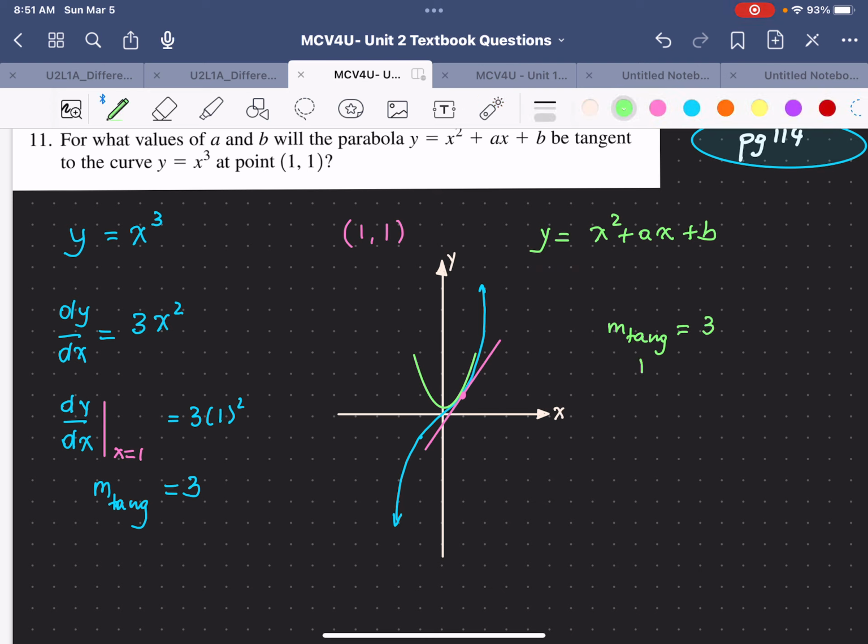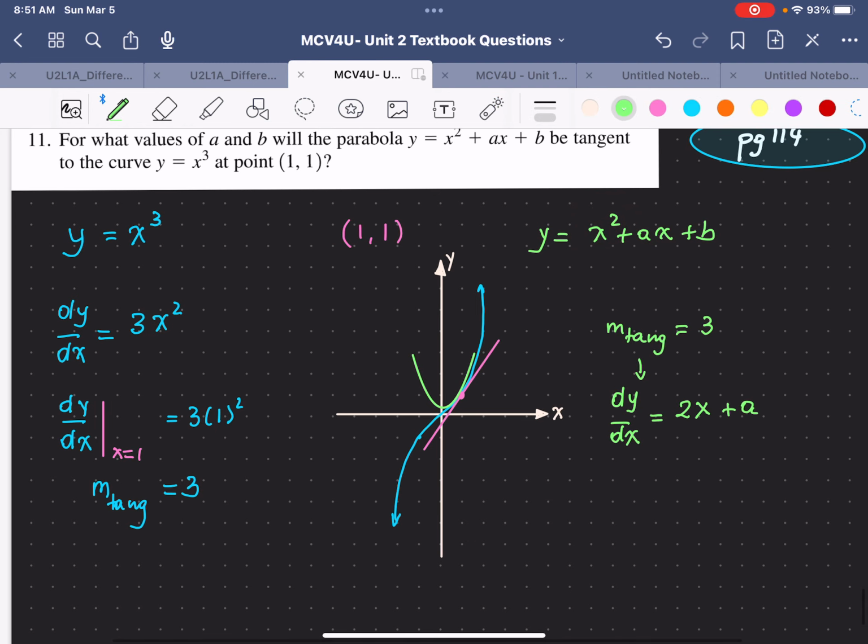So therefore, the dy/dx, the green dy/dx, obviously, because they are two different functions, would be equal to 2x, that's the derivative of the first term, and then plus a, which is the derivative of the second term. So the value of dy/dx would be 2x plus a, and it would equal 3.